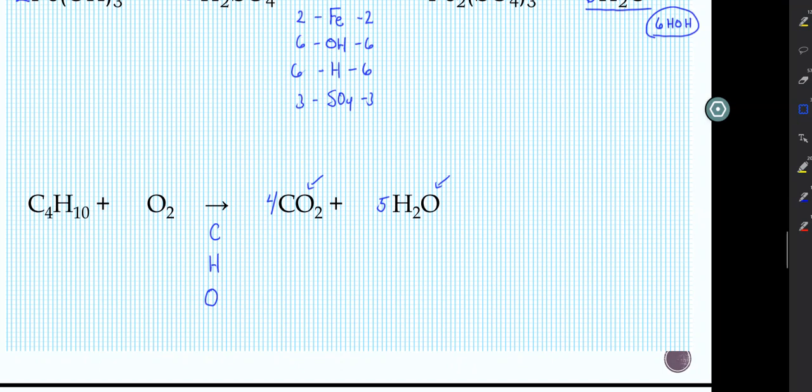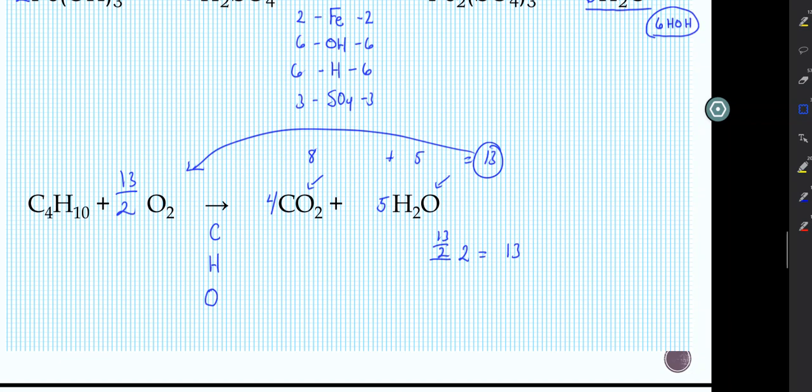Now I have to count the number of oxygens. I have 8 plus 5 is 13. Now, this is what I'm going to do. I'm going to say, well, basically what times 2 equals 13? Well, 13 halves does. So I'm just going to take that 13, bring it over here, and put it over that 2. And that's a balanced equation. 13 halves times 2 is actually 13.